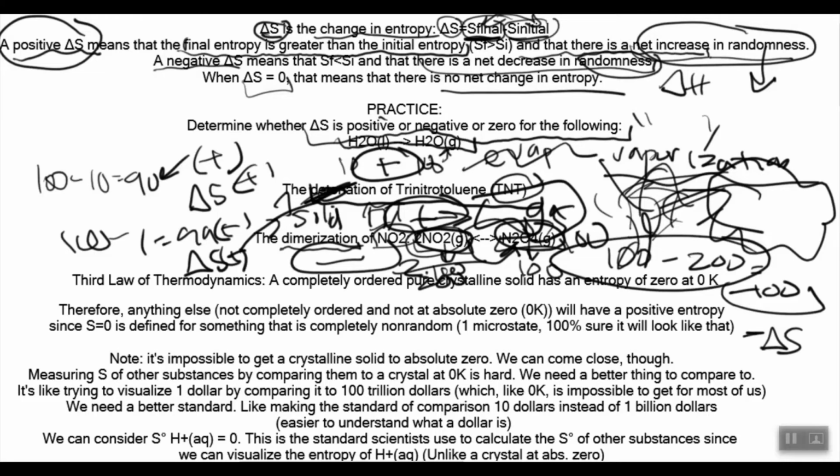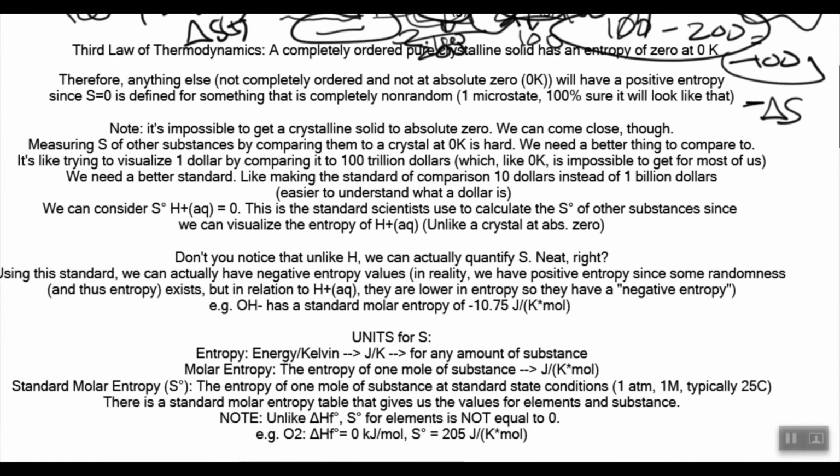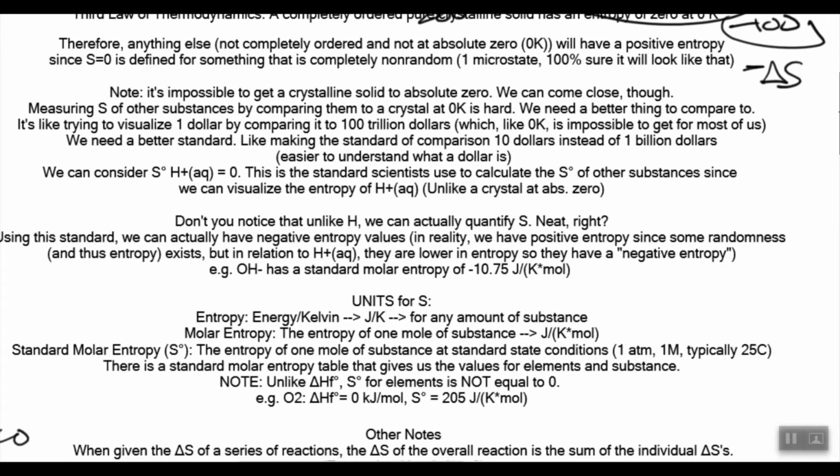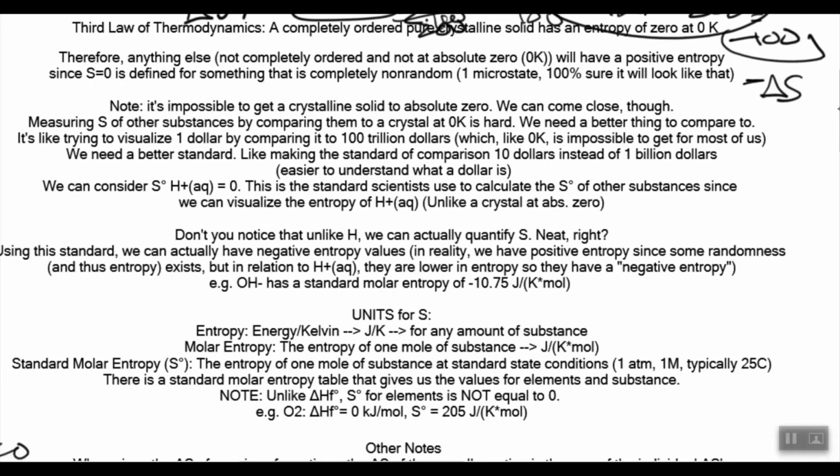Now, let's talk about the third law of thermodynamics. We've talked about the first law of thermodynamics in Unit 6 about entropy, so it would be appropriate to finish that off by talking about the third law. The third law states that a completely ordered pure crystalline solid, so a crystal, has an entropy of 0 at 0 Kelvin. So there's absolutely no randomness for this perfectly ordered crystalline solid.